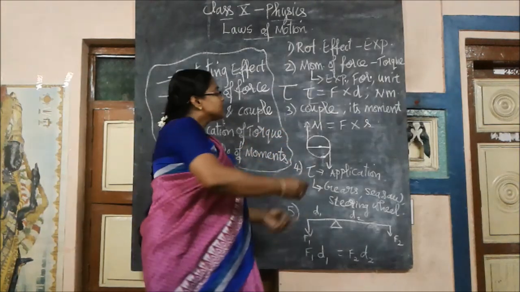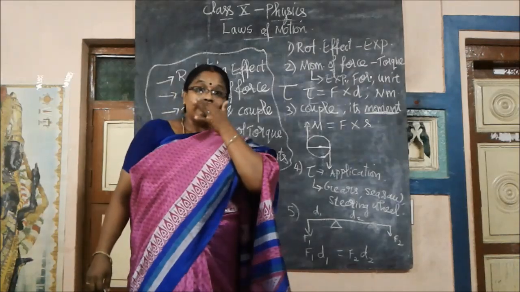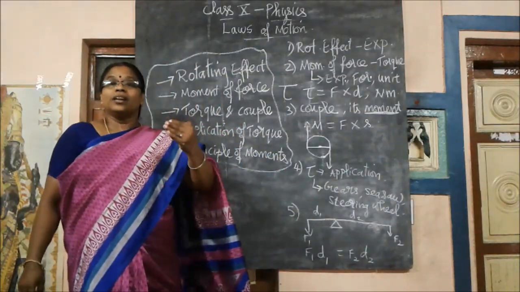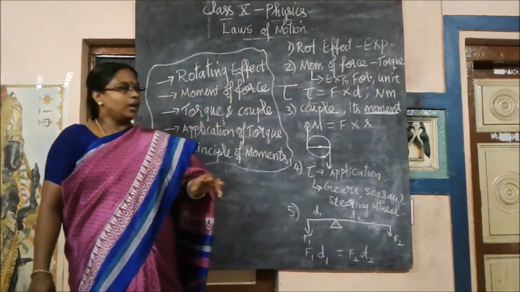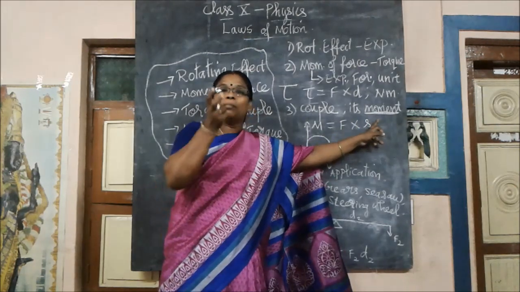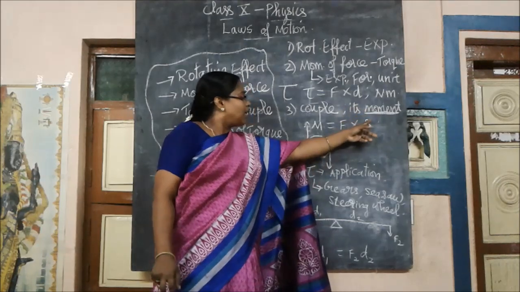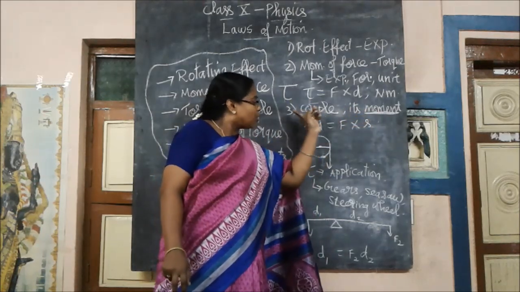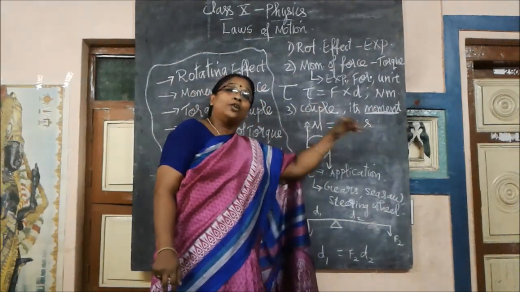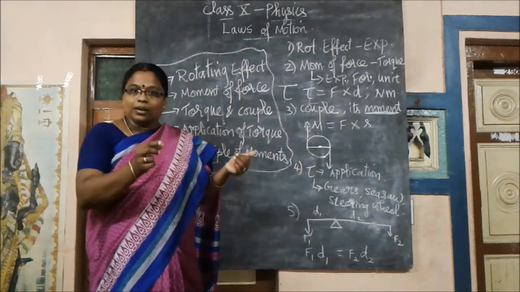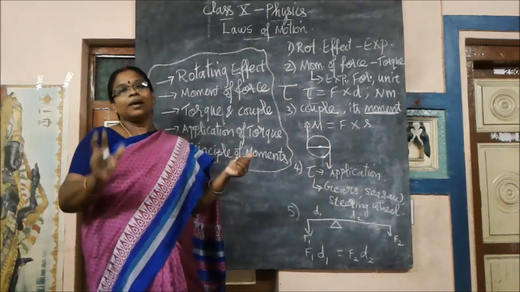Usually, children, when we say this word moment in physics, before, I had explained that rate means the quantity must be divided by time, right? Similarly, if we say the word moment, that particular quantity must be multiplied by distance. So moment of couple means couple into distance. Moment means that particular factor must be multiplied by distance.